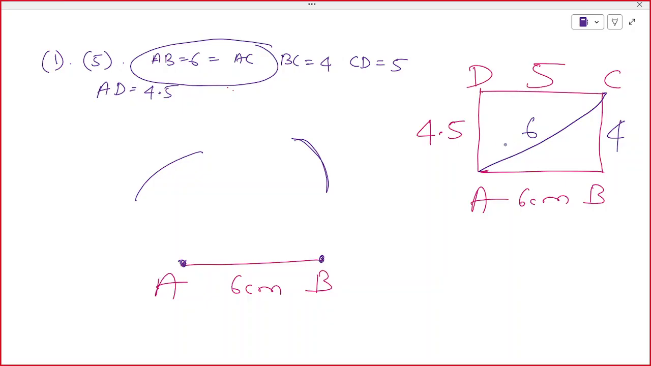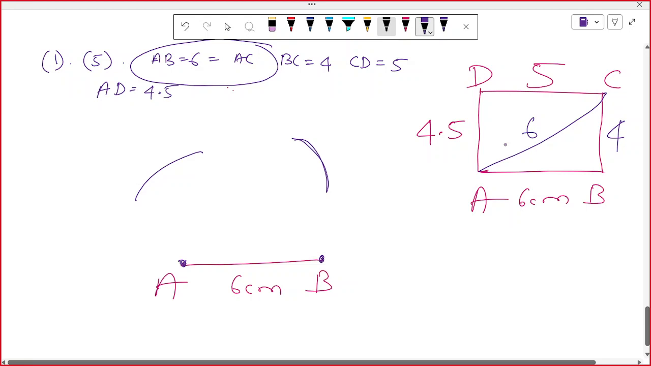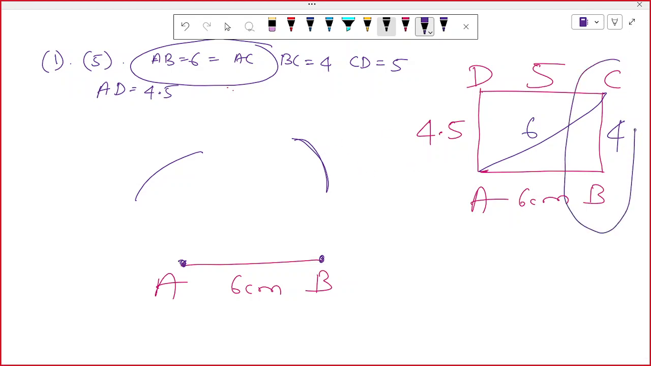So when an angle is not given, you require a diagonal. Remember that. If they don't give an angle, they'll give a diagonal value. After 6, then draw BC equals 4. From B, take 4, you get an arc like this. You get a point like this.